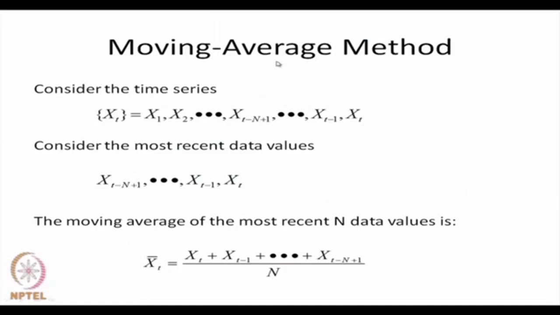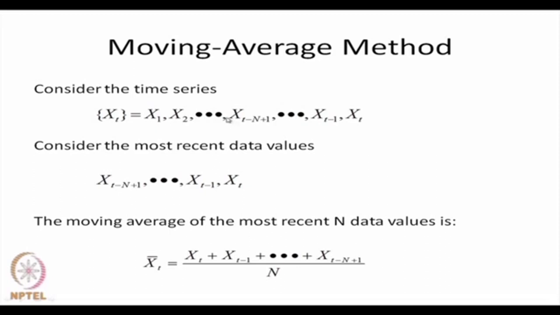Now, we introduce the moving average method. Consider the time series x t equal to x 1, x 2, etcetera up to x t minus n plus 1 and then x t minus 1 and then finally x t. So, we have the present value as t and the past values as this. Now, consider the most recent n values. It starts from here, this is the most recent x t, the present value, and the last n data points come to this. So, up to this we are considering, and we will not consider the previous values.